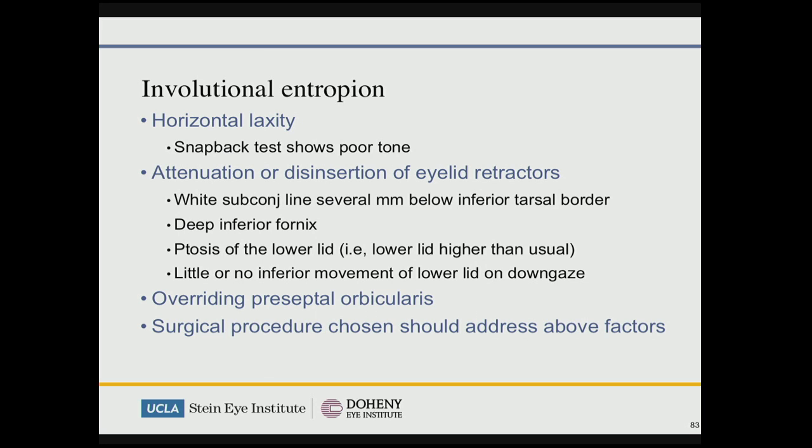If you examine the patient, you notice a white line subconjunctivally several millimeters below the inferior tarsal border. You can actually see the retractors. It can also be characterized by a deep inferior fornix or ptosis of the lower lid, in which the lower lid is higher than usual because the retractors aren't pulling it down, or if there's little or no inferior movement of the lower lid on down gaze. And there are numerous surgical procedures to address entropion, but essentially they should address those three factors.